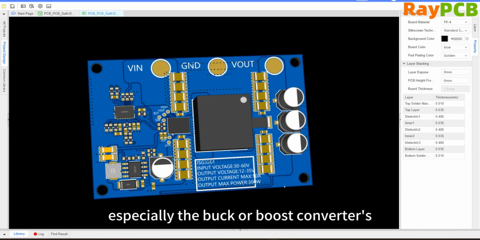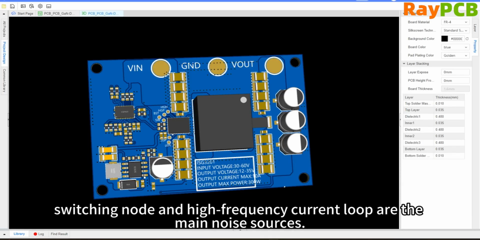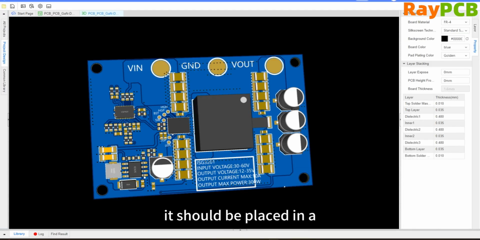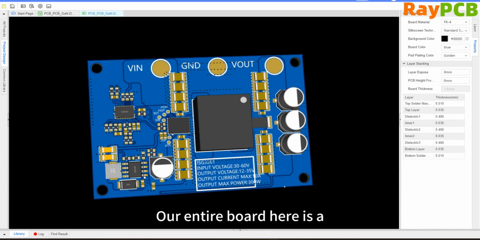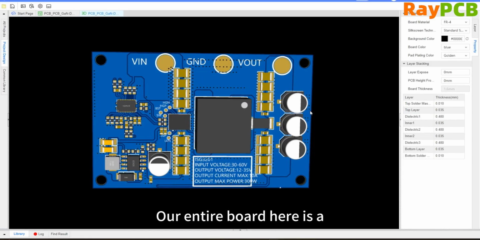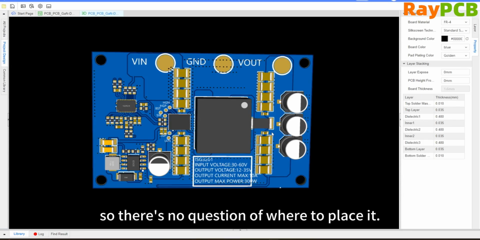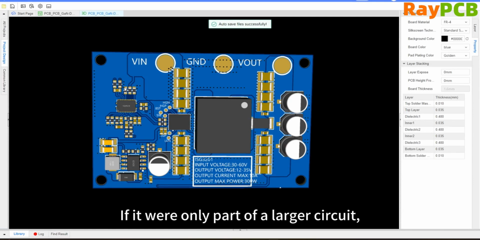DC-DC converters, especially buck or boost converters with switching characteristics, have switching nodes and high frequency current loops that are the main sources of noise. In PCB layout, these should be placed in relatively isolated areas of the board, away from sensitive analog sections and high-speed input circuits as much as possible. In this case, our entire setup is a power supply chain, so there isn't really a specific place to put it. To put it simply, if it's just a part of the circuit, we usually concentrate it in one area.